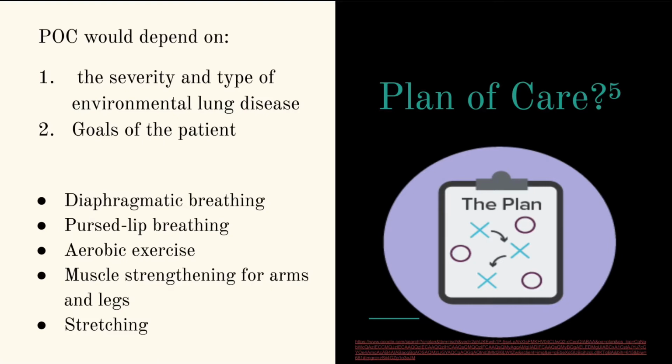Exercise training can include aerobic exercises like walking or using a stationary bike. And muscle strengthening exercises for arms and legs will also be beneficial.